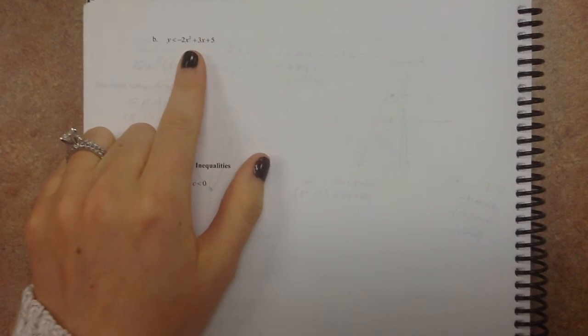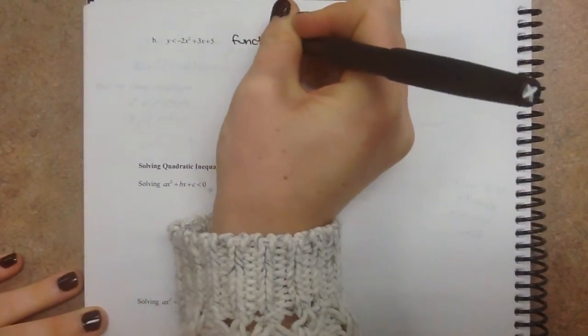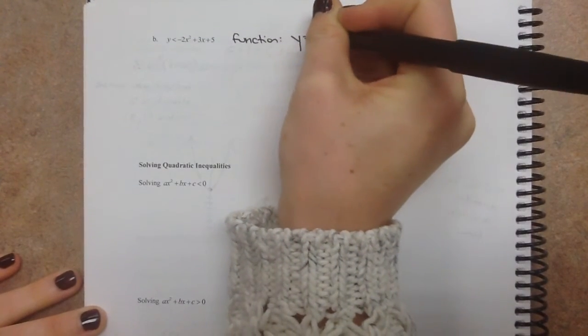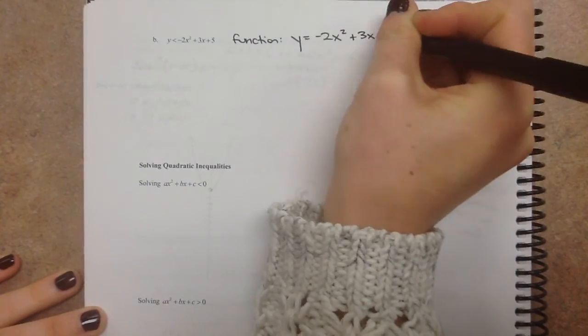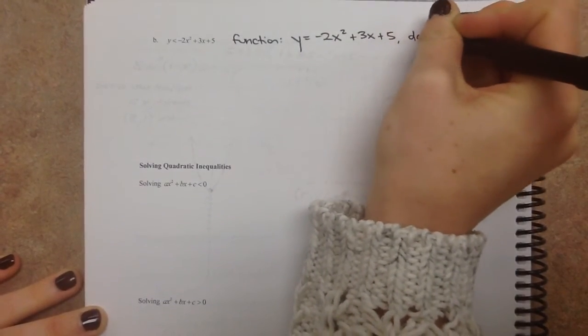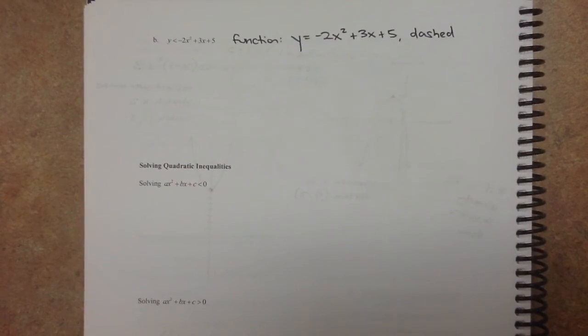Depending on the way that the equation is given to you, you might have different techniques. If you're looking at this one and thinking factoring seems difficult, if not impossible, you always have different techniques that you could use. So the function that we're going to graph is y equals negative 2x squared plus 3x plus 5. We are going to graph it as a dashed line because this one also just has a less than, not a less than or equal to.